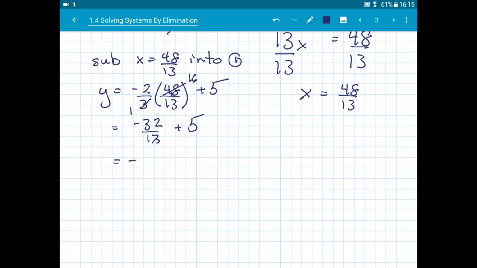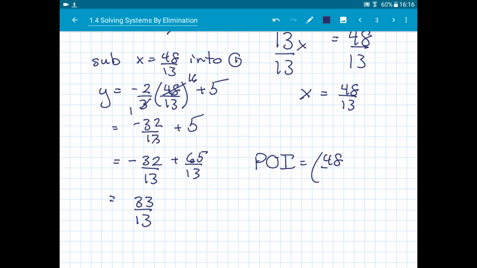Now I'm going to try to get a common denominator here. So minus 32 plus, this is 65 over 13. So now all I have to do is 65 minus 32, which is going to be 33 over 13. So the point of intersection is going to equal (48 over 13, 33 over 13).